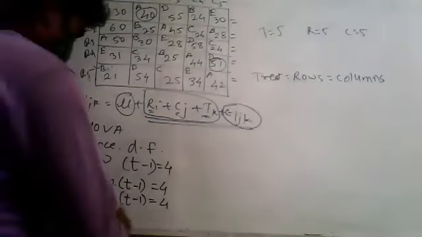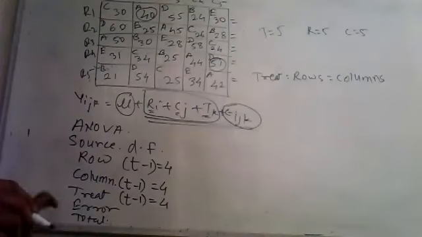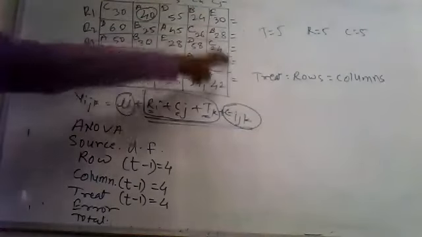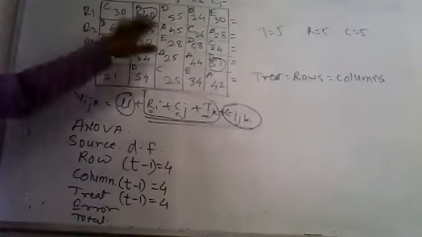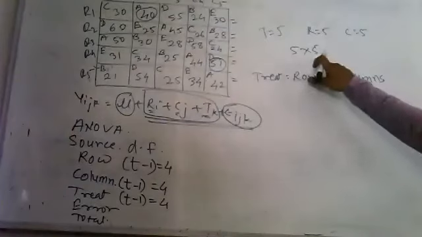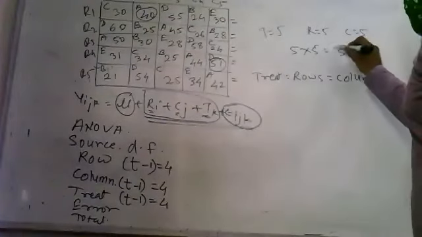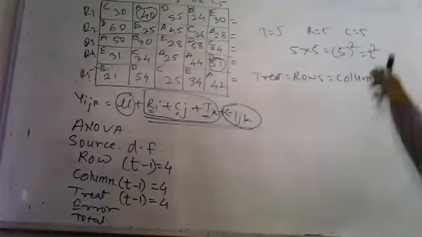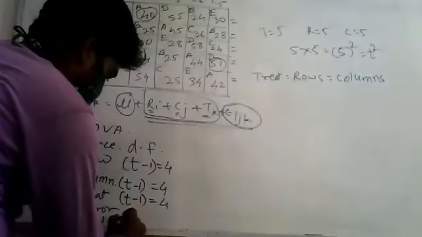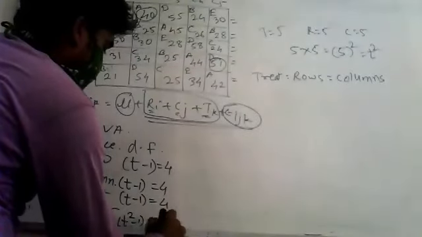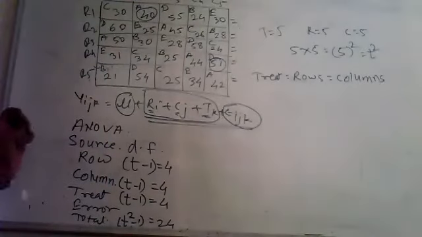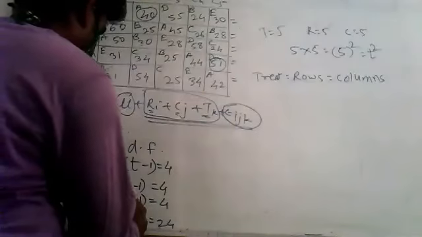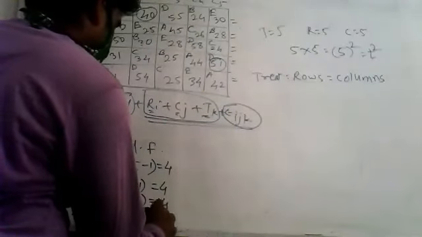Okay? For error, leave the error for now. For total, how many observations are we having? 25, that means 5 into 5: 5 rows, 5 columns. So we can write it as 5 square, it is nothing but T square. So total degrees of freedom are T square minus 1, it is 24. And for error, degrees of freedom is given as T minus 1 into T minus 2.